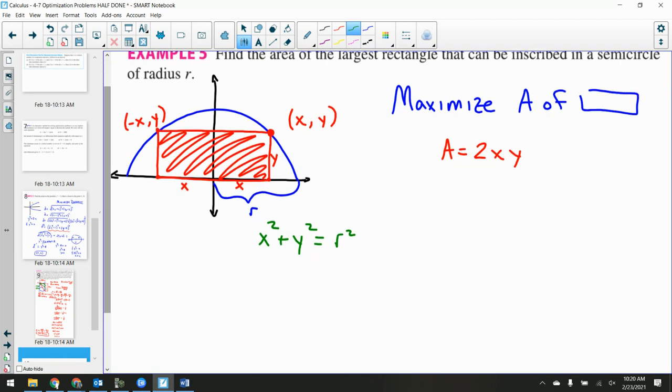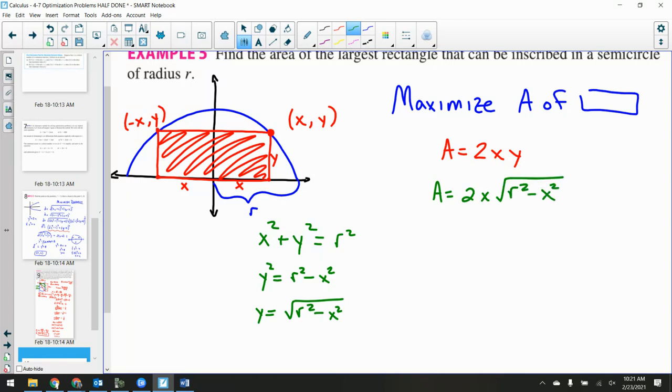Gotcha. All right, so we have x squared plus y squared is equal to r squared. We subtract x squared and then we square root it. Now, I don't even need to worry about the negative y value, right? Because when I take the square root, I've always got to write plus or minus. But does the negative y value in this instance exist? No, because I'm only looking at the top half of the circle. So I know that y is equal to the square root of r squared minus x squared. So that means that A is really equal to 2 times x times the square root of r squared minus x squared.